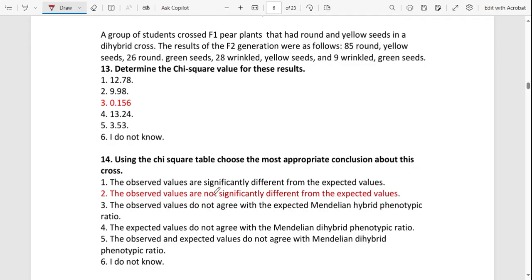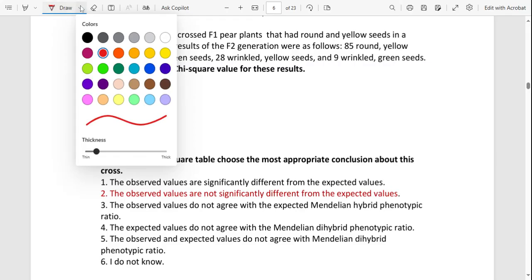Next, a group of students crossed F1 plants that had round and yellow seeds in a dihybrid cross. The results of the F2 generation were as follows: 85% round yellow seed, 26% round green, 28% wrinkled yellow seed, and 9% wrinkled green. Determine the chi-square value of these.